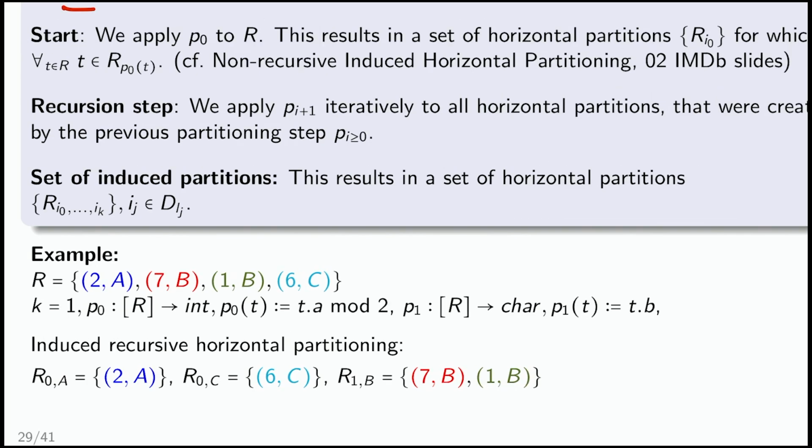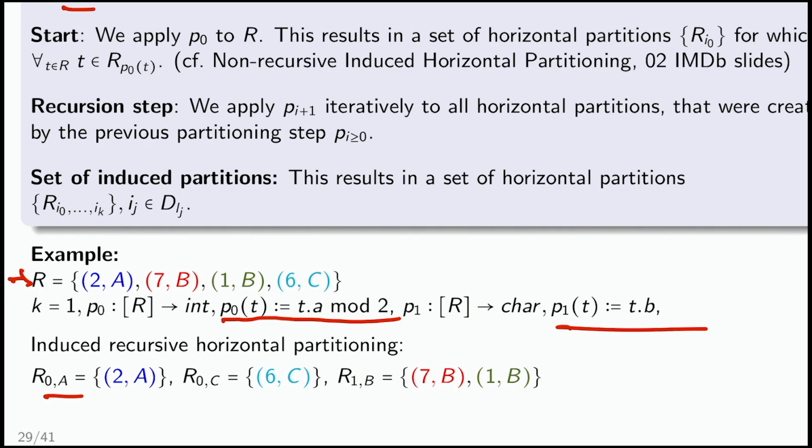It's the same example as from slide set 2. We only have these 4 tuples as an input. We have the same 2 partitioning functions here. So P0 is the modulo operation and P1 is returning the value of B. And now the partition labels define the return values of these 2 partitioning functions.